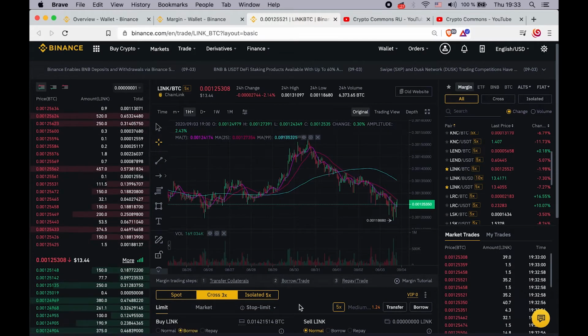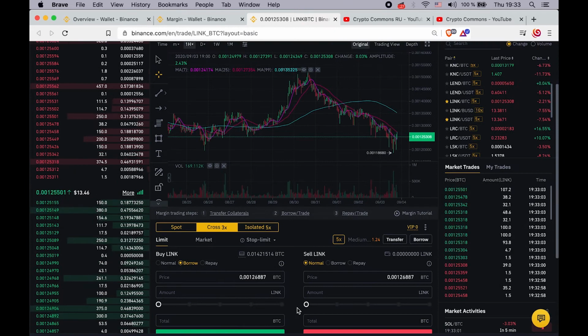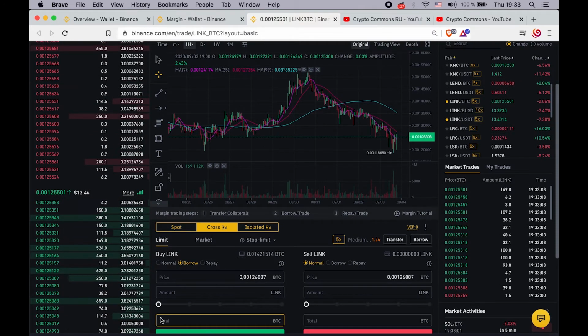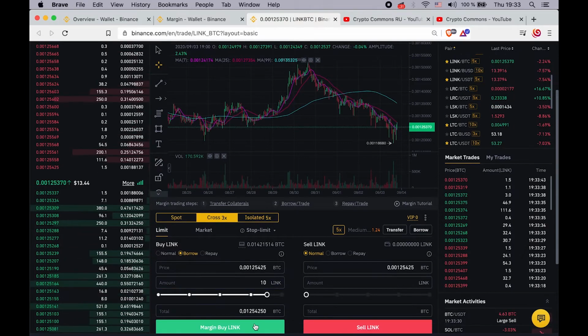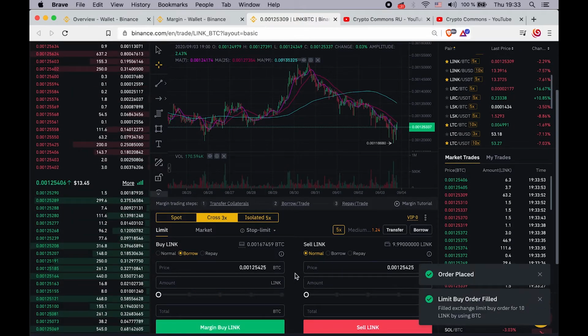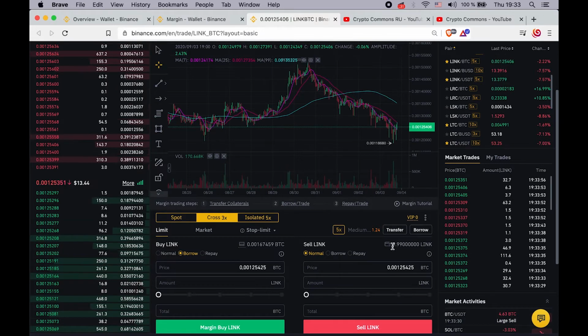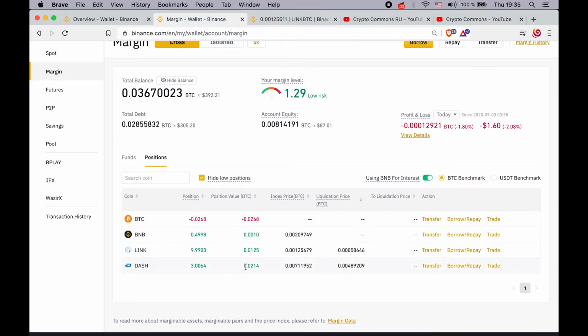Okay, now for example we want to diversify our margin portfolio and we want to buy some Chainlink, because we think that Chainlink will bounce better. So here we are, we bought 10 Chainlink. Here we are, we see it in our margin wallet.